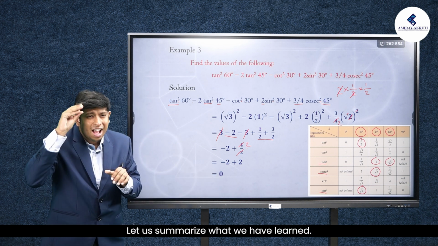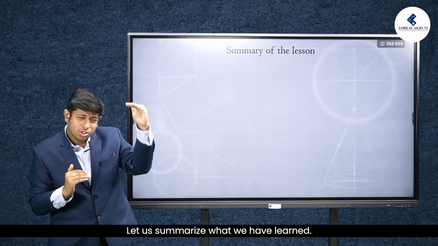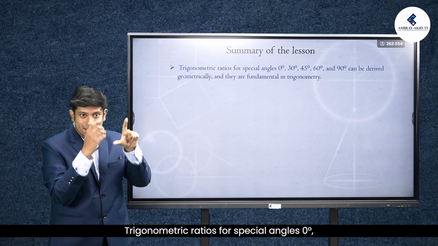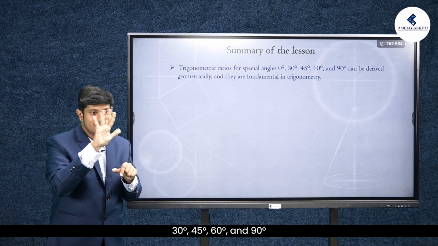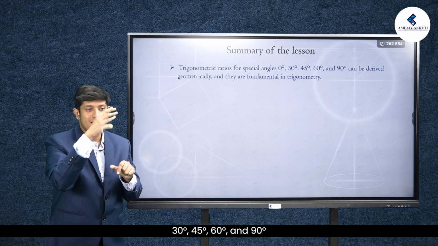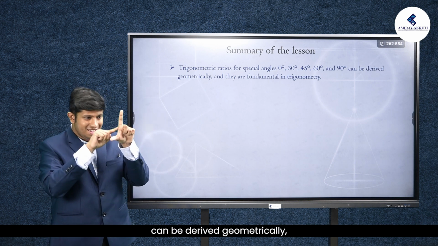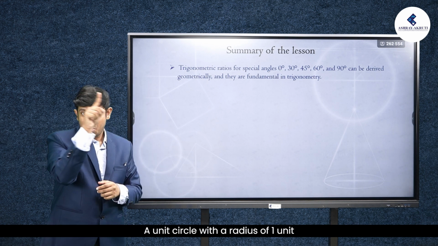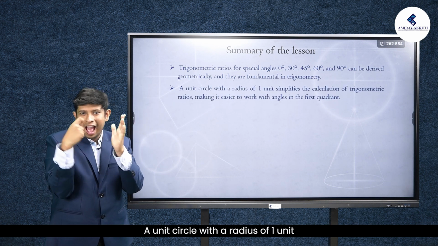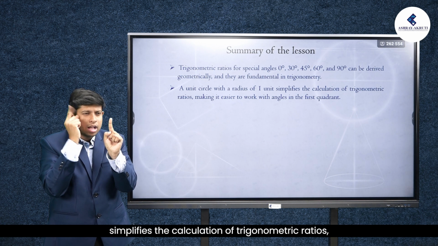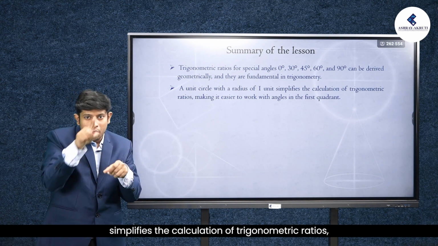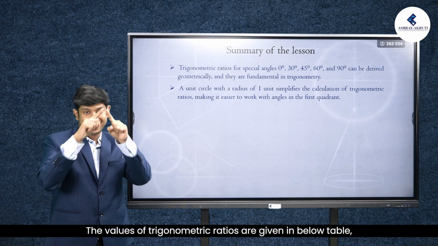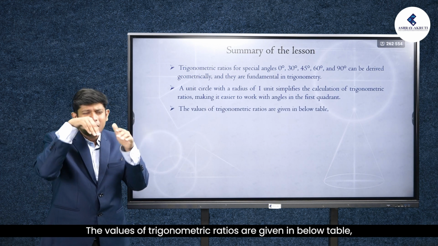Students, let us summarize what we have learned. Trigonometric ratios for special angles 0 degrees, 30 degrees, 45 degrees, 60 degrees and 90 degrees can be derived geometrically, and they are fundamental in trigonometry. A unit circle with a radius of 1 unit simplifies the calculation of trigonometric ratios, making it easier to work with angles in the first quadrant. The values of trigonometric ratios are given in below table.